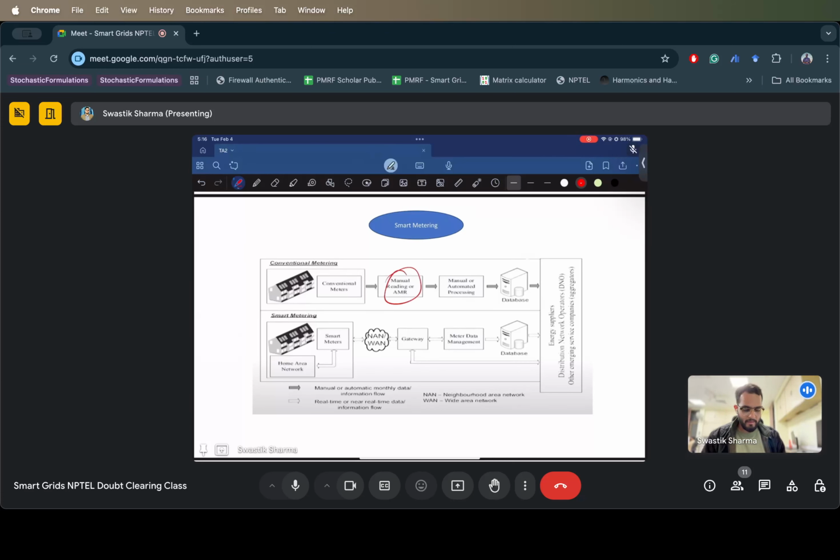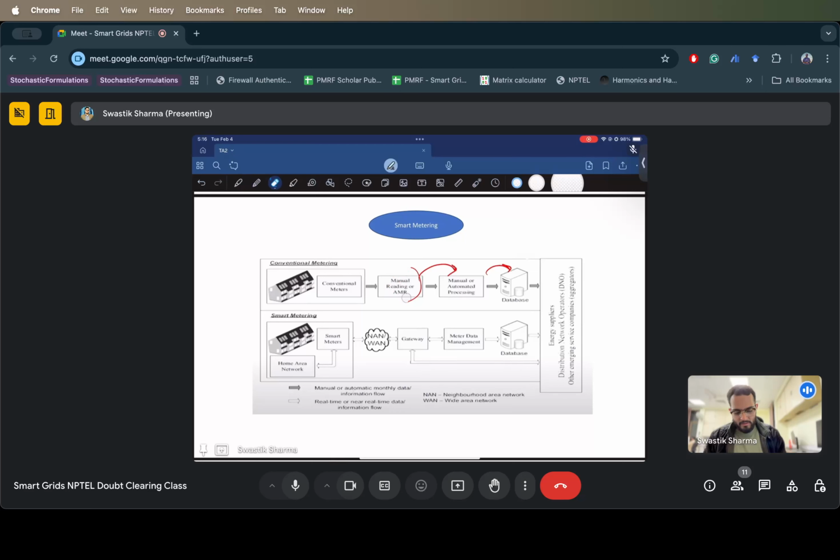That's called manual reading. All of this data was manually communicated to a place where it was processed and sent to a database, where all of the energy suppliers or the DNOs, distribution network operators, could process it and send you bills to your home, right? So whatever amount of energy you're consuming, you could be charged for that. But in smart metering, that's not what happens.